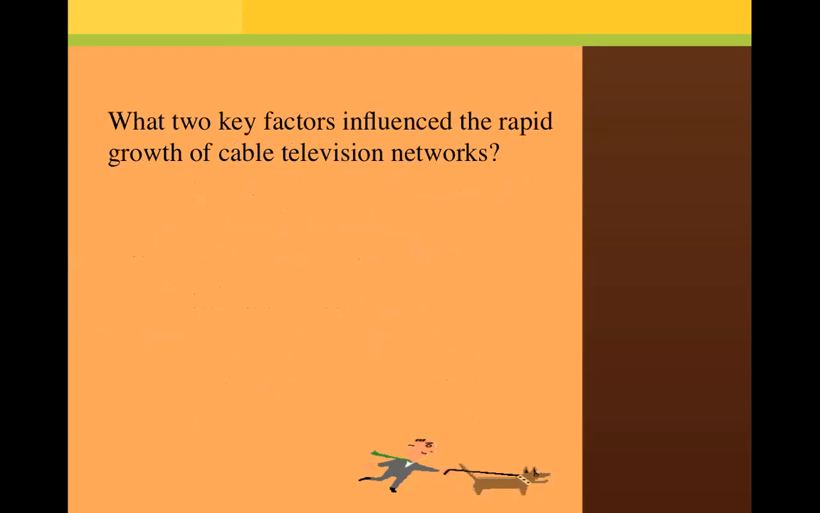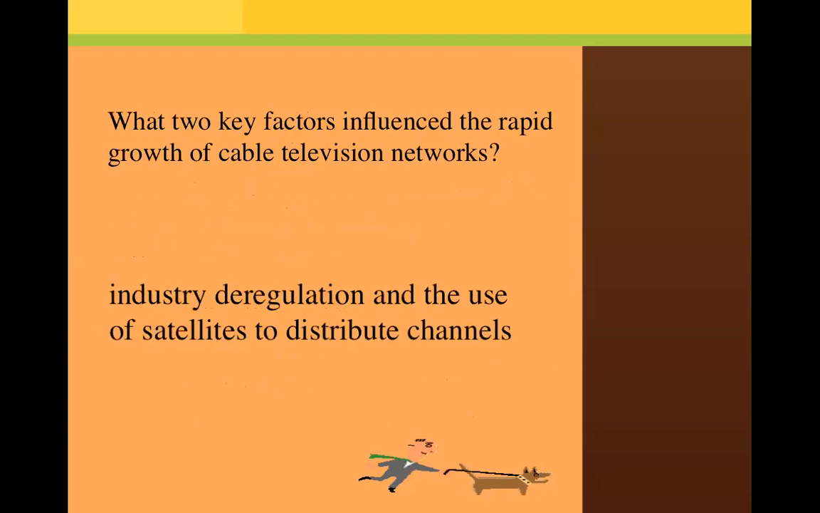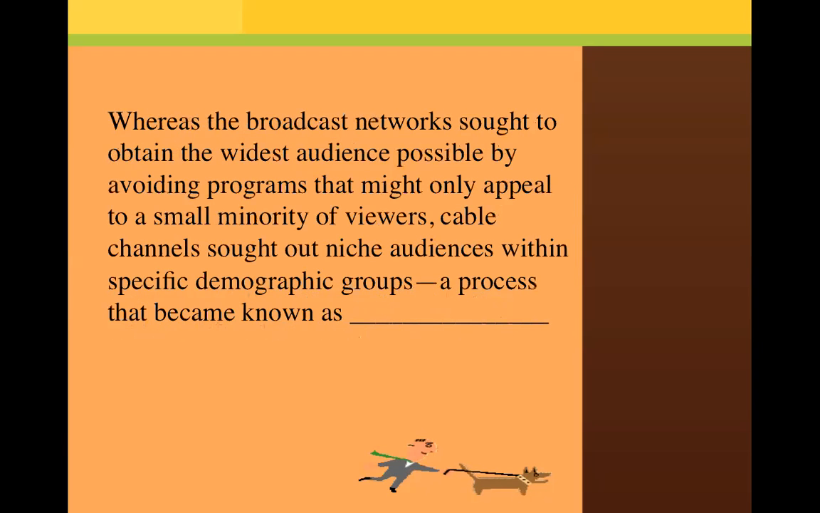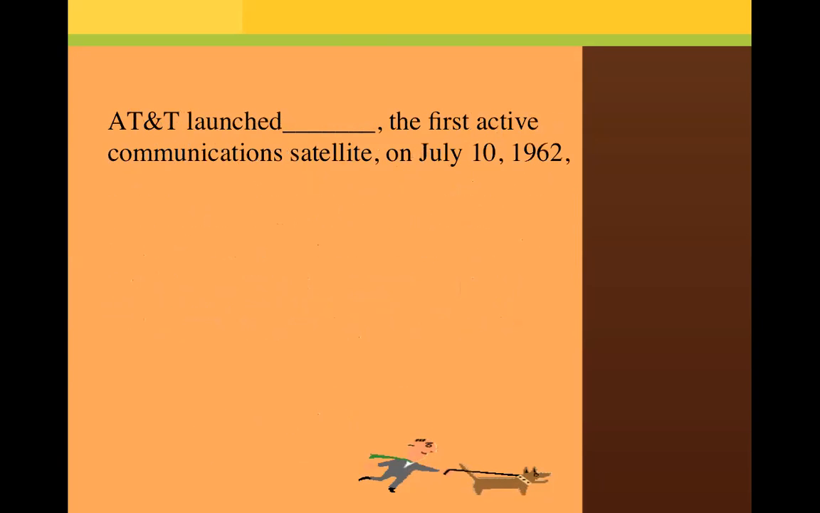What two key factors influenced the rapid growth of television cable television networks? Well, that was industry deregulation and the use of satellites to distribute all those channels. Whereas the broadcast network sought to obtain the widest audience possible by avoiding programs that might only appeal to a small minority of viewers, cable channels sought out niche audiences within specific demographic groups, and that process became known as not broadcasting, but narrowcasting.